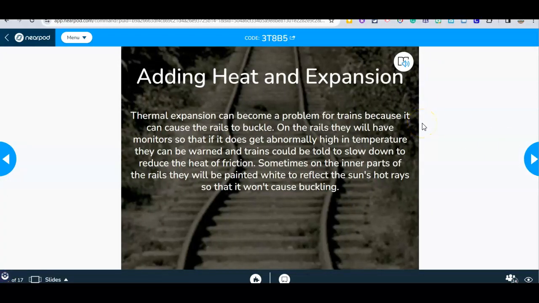Again, adding heat and expansion. Now, again, we could write all the words on here down. This is like a fancy way of saying all this. Thermal expansion can become a problem for trains and bridges because it will cause the rails to buckle, to bend like that. Again, there's monitors now. Sometimes they actually even paint the insides of the rails white. Why would you want to paint something white to avoid the buckling of that, Knox? Darker colors attract heat, lighter colors reflect it, white being the best one to reflect that heat. You are correct.